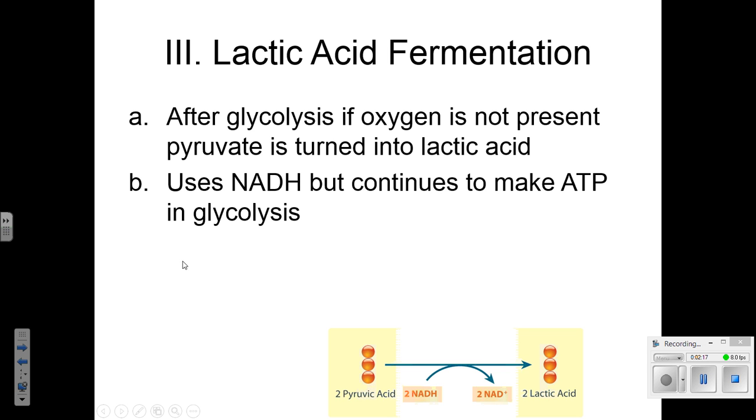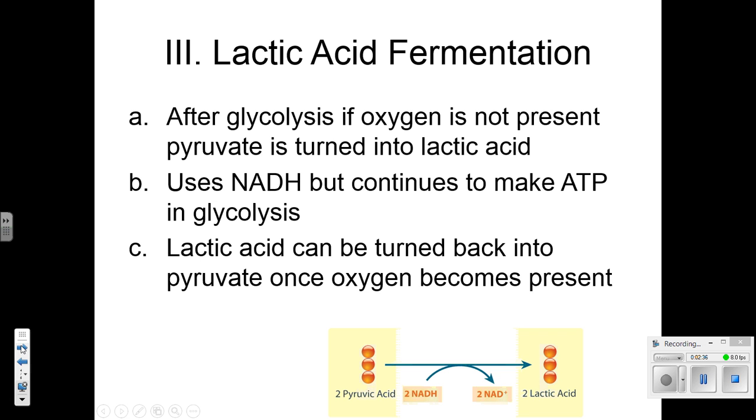So in your cell, what's happening in glycolysis, you made some ATP, so you're going to get a little bit of energy from that, and you made NADH at glycolysis. So you're going to have to use that NADH in order to make lactic acid, and so really the only thing that you get out of this is like 2 ATP. It's not very much, but it's preventing your body from basically building up this pyruvic acid, which is going to be really harmful.